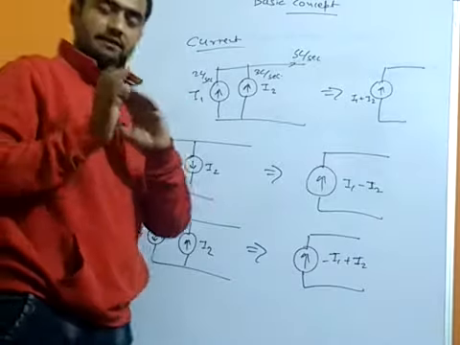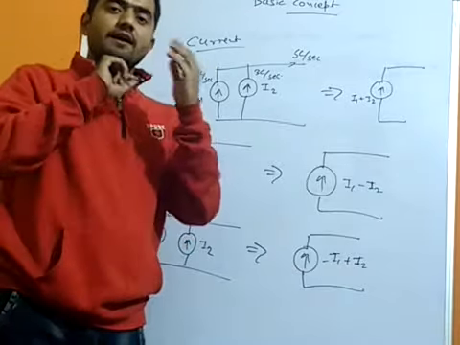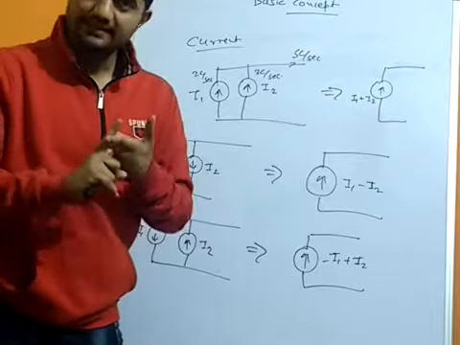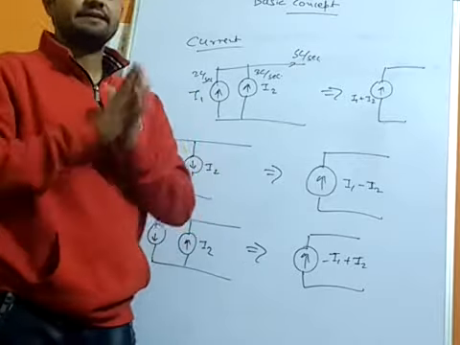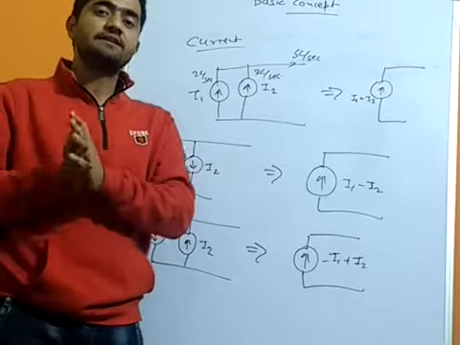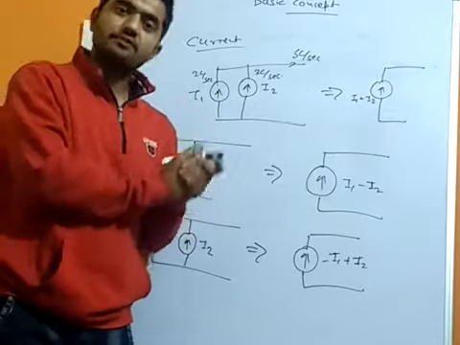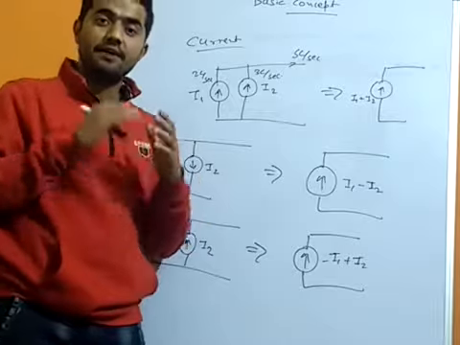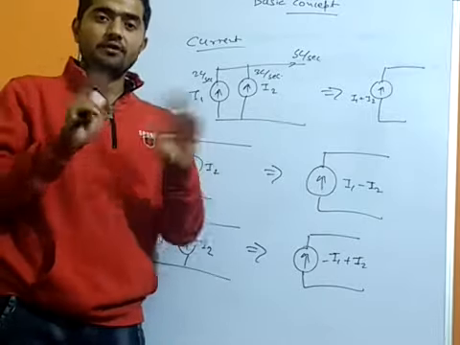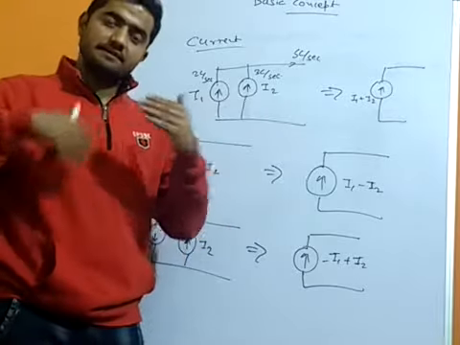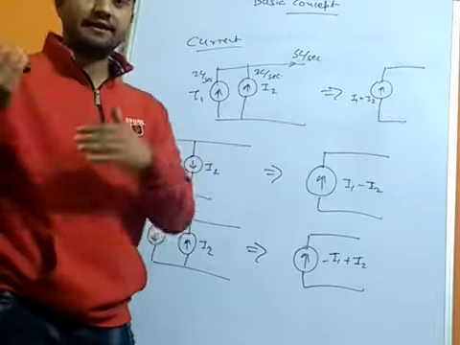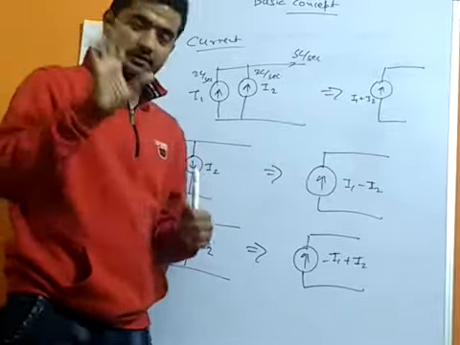We have to understand that when current sources are connected in series, they must be equal. But when connected in parallel, the equivalent current source will be the summation of the individual current sources, summed according to the polarity. If the polarity is different, it will be considered negative and subtracted, of course. So that's all for the current source.